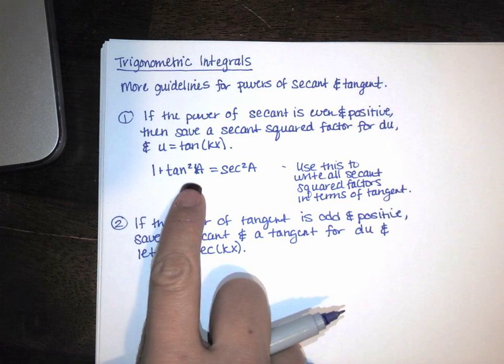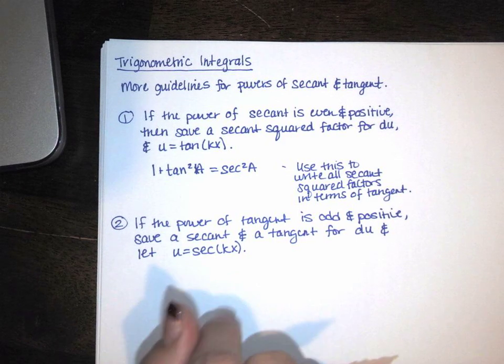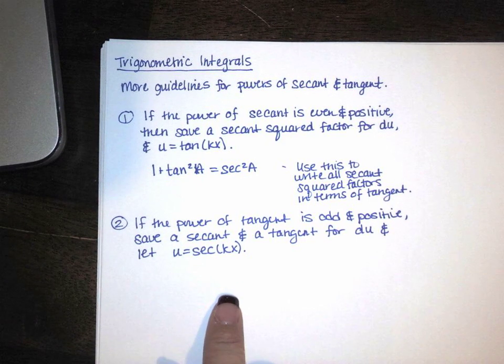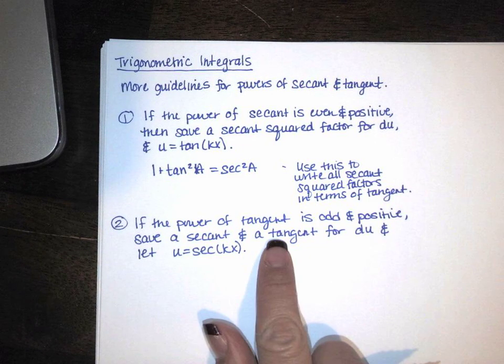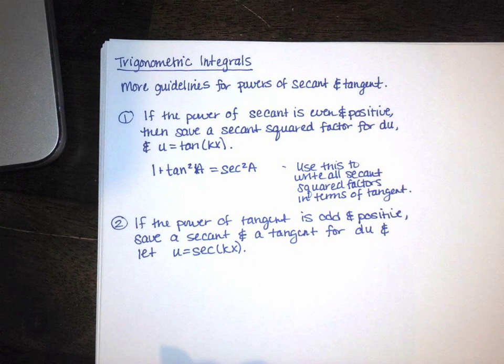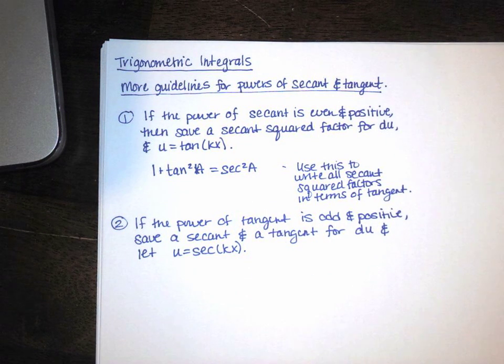Yeah, you might have to rearrange this. You're going to have to replace every tangent squared with a secant squared minus 1 in order to use this guideline. But again, the idea is we're going to save part of it for du, and then we're going to write everything else in terms of u, and then we're just going to use the power rule to anti-differentiate in both cases. Now, it gets a little tricky if neither one of these work.